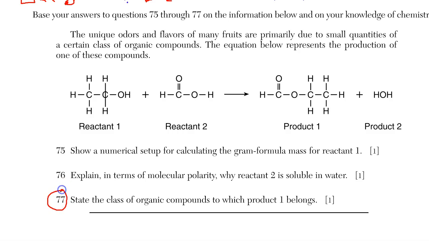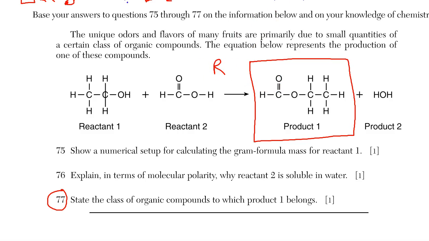Number 77. State the class of organic compounds to which product 1 belongs. So product 1 is a compound that has a functional group, and functional groups have a unique arrangement of atoms that drives their properties. Structure is king, and if the structures are similar, they'll have similar properties. Now there's 2 ways we can answer this. The first one is we should know from table R what this compound is. Now, what is this compound? Well, you have this functional group, and then you're going to have other places of the functional group, which is the rest of the organic molecule.